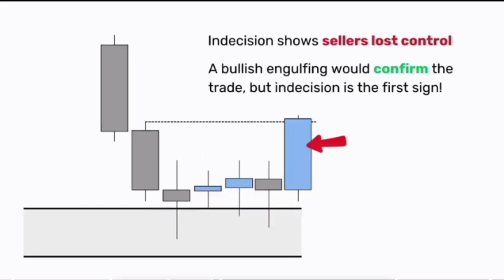We would generally want to see something like a bullish engulfing to confirm that the buyers did indeed take control. But the indecision is the first sign that the market is indeed slowing down. So it's a good place to start prepping buys, keeping in mind that this bias may shift now that we've seen a complete slowdown in momentum.